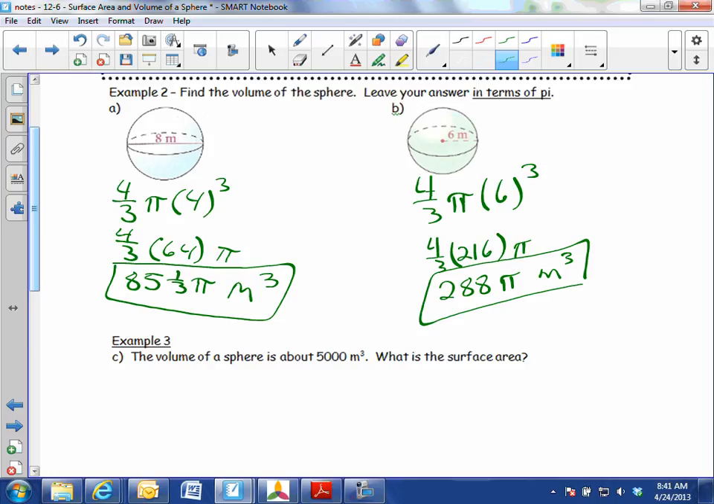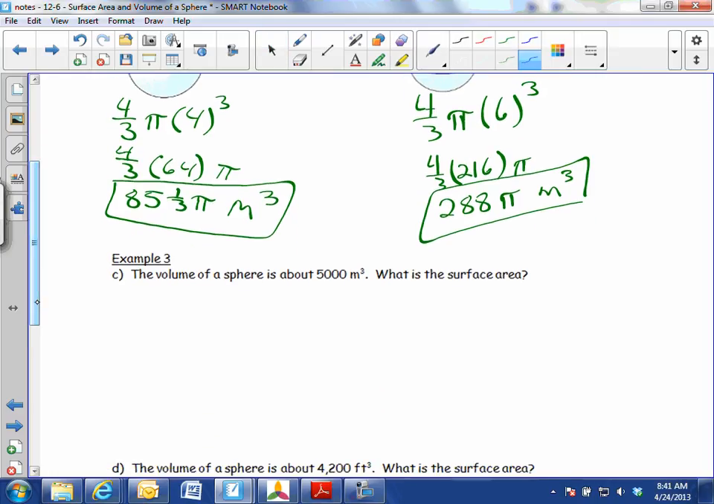Okay, then for the last final example here. It says the volume of a sphere is about 5,000 meters cubed. What is the surface area? Okay, so they're talking about the same sphere. They're giving you the volume of the sphere, and they want you to find the surface area.